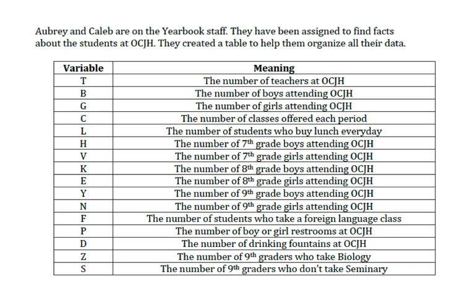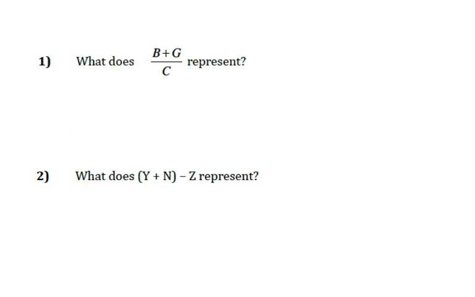Notice on the left side of the table, they have a variable, and on the right, the meaning. For example, the variable t represents the number of teachers at Oak Canyon Junior High. C represents the number of classes offered each period. H would be the number of 7th grade boys attending Oak Canyon Junior High. And N would be the number of 9th grade girls attending Oak Canyon Junior High. So we're going to use this to describe what expressions represent and write expressions.